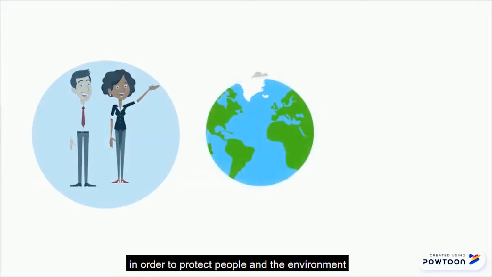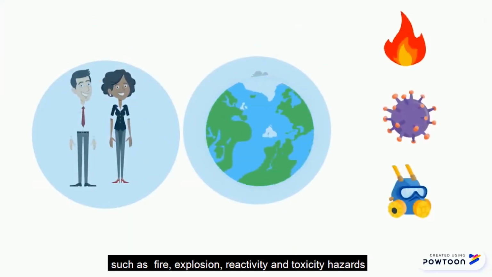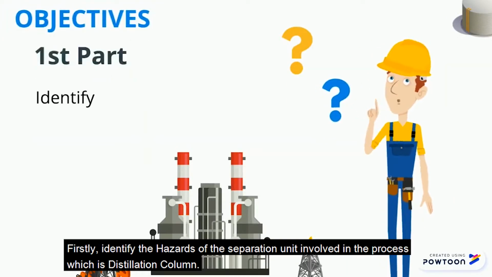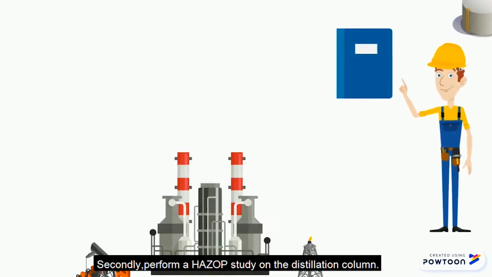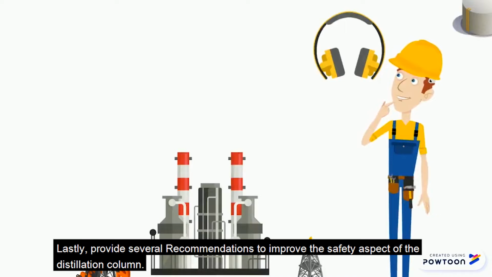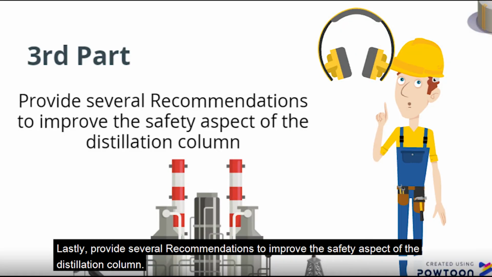In order to protect people and the environment from any possible plant accident and loss, such as fire, explosion, reactivity, and toxicity. This project has three objectives. Firstly, identify the hazard of the separation unit involved in the process, the distillation column. Secondly, perform a hazard study on the distillation column. Lastly, provide several recommendations to improve the safety aspect of the distillation column.